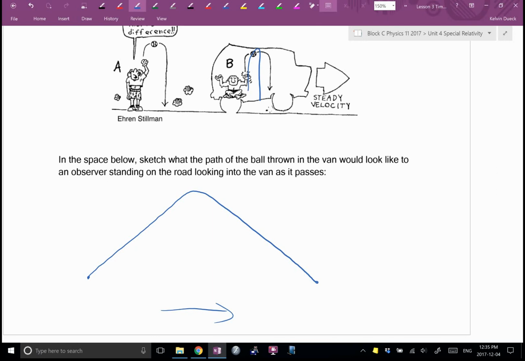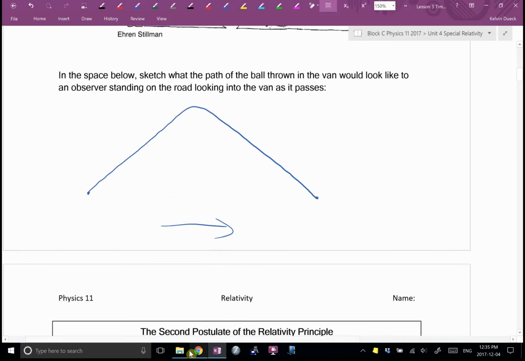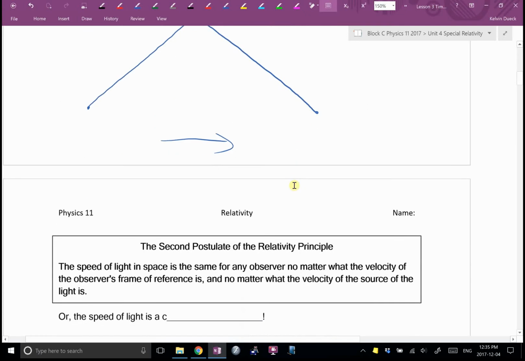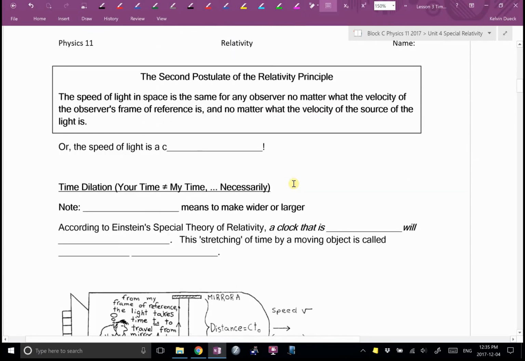The second postulate of the relativity principle says this. The speed of light is the same for any observer, no matter what the velocity of the observer's frame of reference is. In other words, Christie, he accepted the Michelson-Morley experiment. He said, it doesn't matter whether you're moving towards the light or away from the light, you're not going to measure a different speed. There is no experiment that you can perform that will get a different answer relative to someone else.